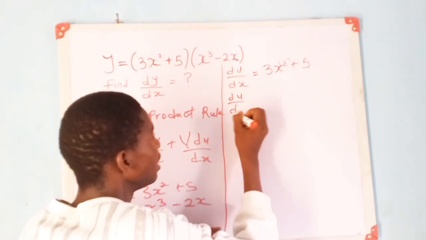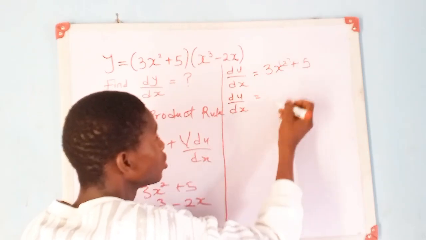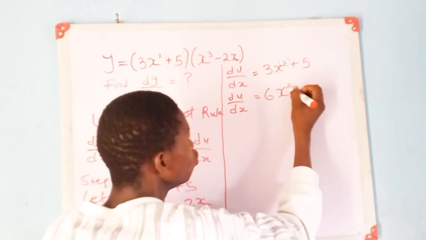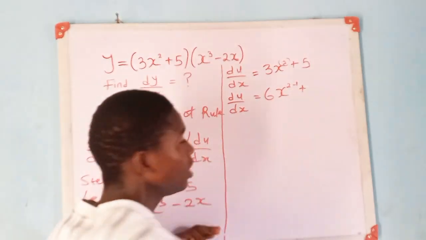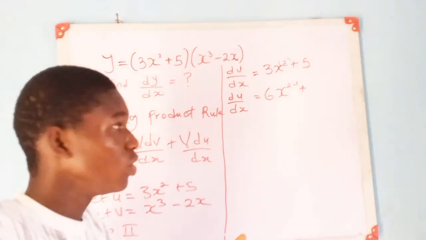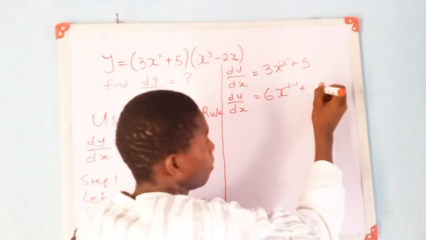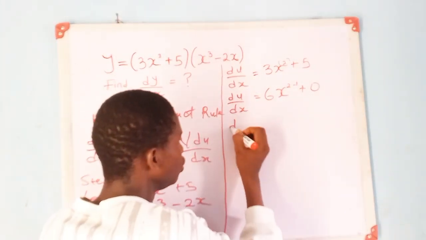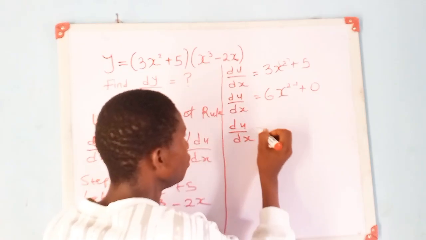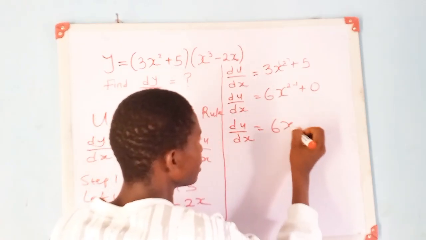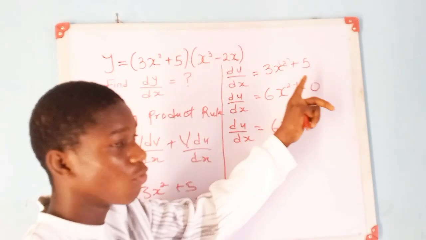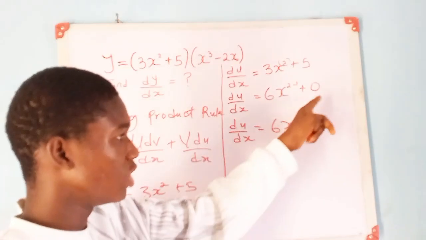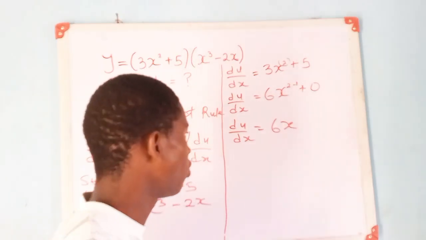So du over dx is then equal to 6, then x raised to the power of 2 minus 1, plus... Now whenever you see a normal number in differentiation, when you differentiate it, it's going to be 0. Just a number is going to be 0. So du over dx is equal to 6x. Why? Because 2 minus 1 gives me 1, and x raised to the power of 1 is the same thing as x, plus 0 is still 6x.